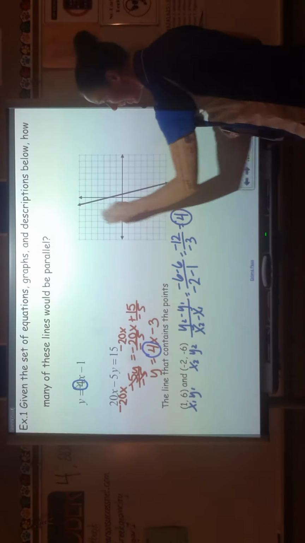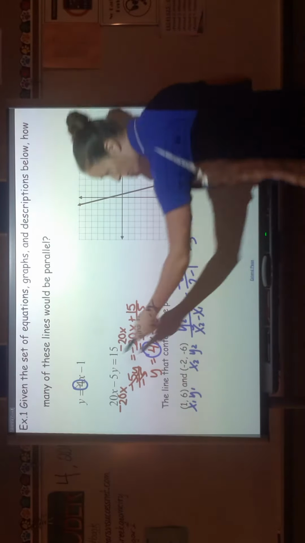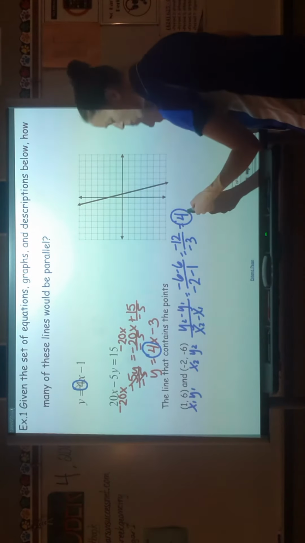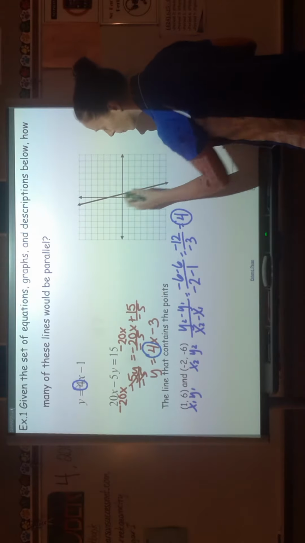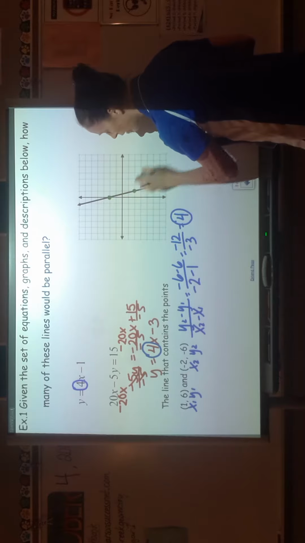Last but not least, analyze the graph focusing on slope. We found slope. All of this was to find slope. So now we need to pull the slope from the graph, then we can compare them all. I see 2 dots, one there and one here.